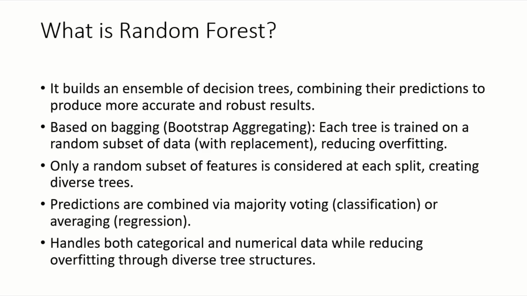So, what is a random forest? It builds an ensemble of decision trees, combining their predictions to produce more accurate and robust results. Based on bagging, or in other words, Bootstrap aggregation, each tree is trained on a random subset of data with replacement, reducing overfitting. Only a random subset of features is considered at each split, creating diverse trees. Predictions are combined via majority voting for classification or averaging with regression. It handles both categorical and numerical data while reducing overfitting through diverse tree structures.